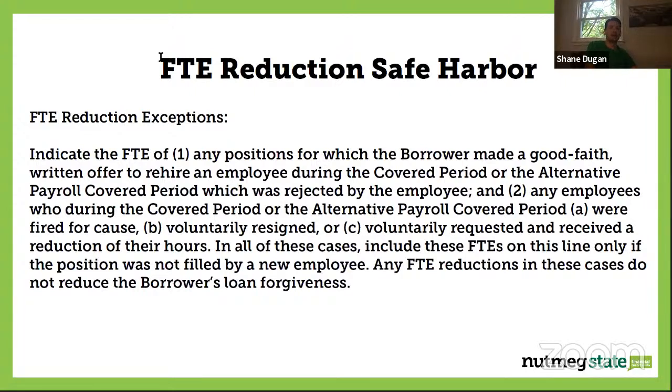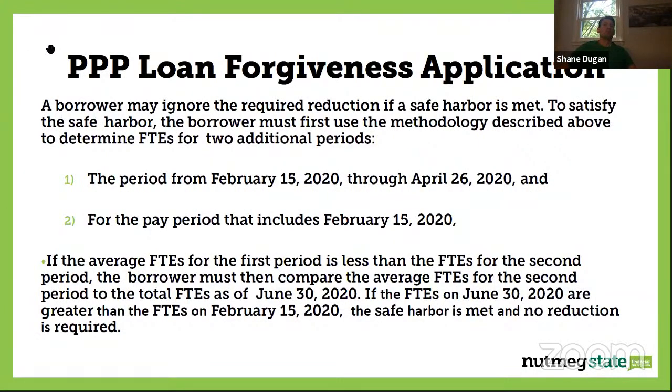And then last but not least, for people who basically opted to not come back, again, I'll cover this in another moment, but as long as you track that you gave them that offer letter, that they refused to come back to work as well, that will not contribute to the FTE reduction in the case of this full-time equivalent headcount, okay? All right, all borrowers may ignore the required reduction if the safe harbor is met. So again, if you meet those specific requirements, that just means you don't have to worry about that part, okay?